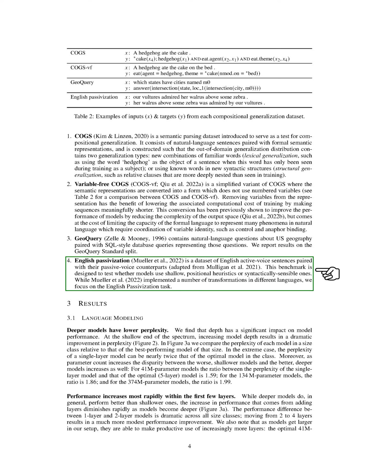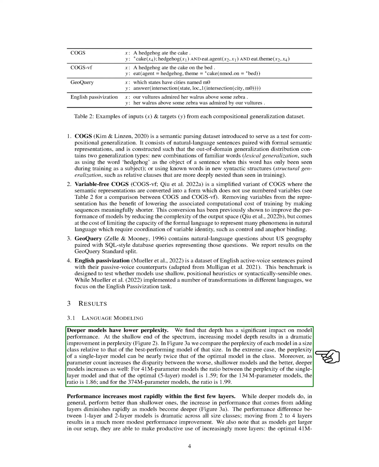The fourth dataset, English passivization, consists of English active voice sentences paired with their passive voice counterparts. This dataset is designed to test whether models use shallow, positional heuristics or syntactically sensible ones. We found that the depth of a model significantly impacts its performance.